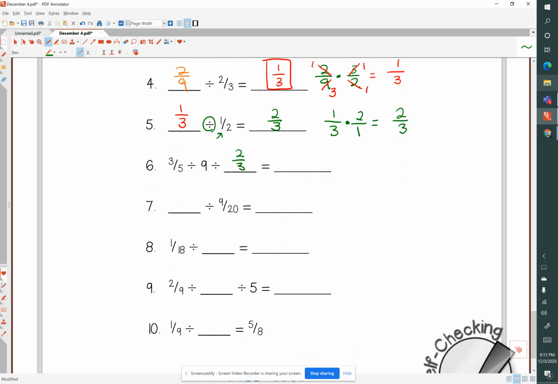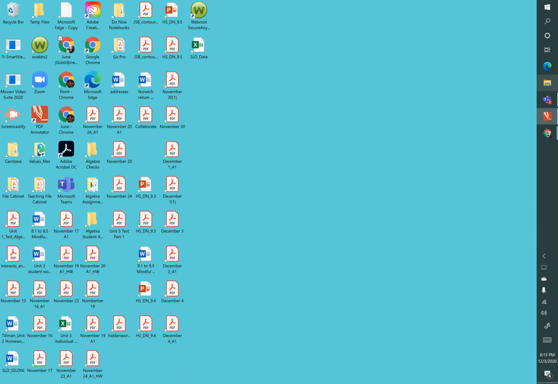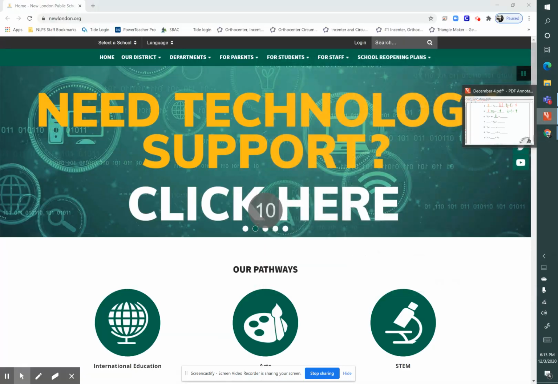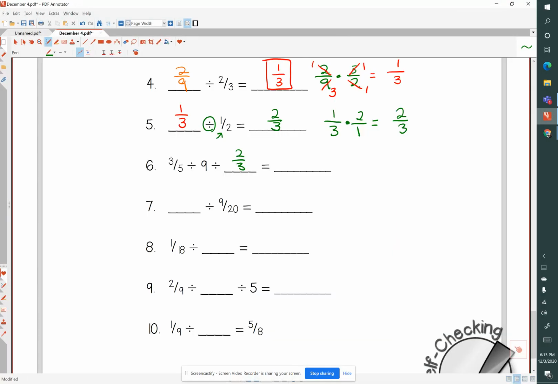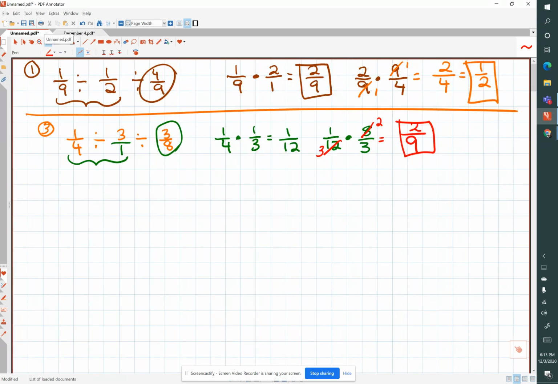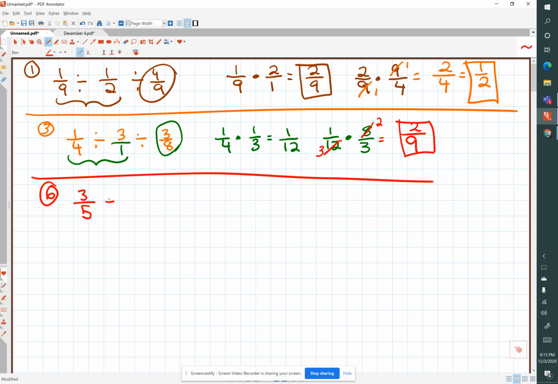So let's move on to number 6. It's a little bit more complicated. Let's get our paper back. Okay, we've got 3/5 divided by 9. Number 6: 3/5 divided by 9 divided by the prior answer, which was 2/3.